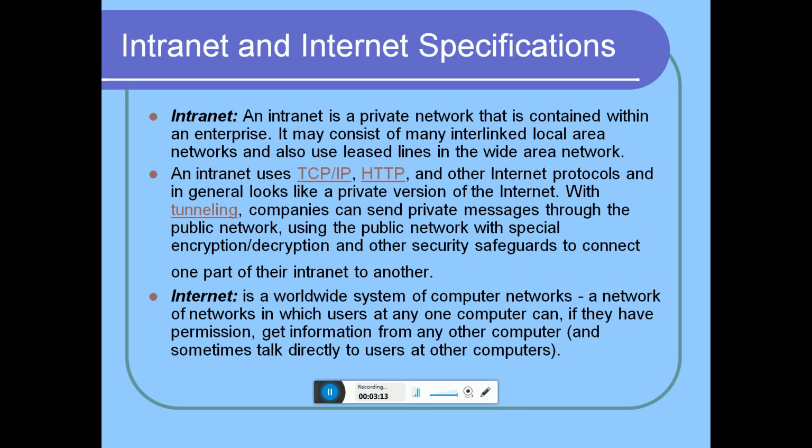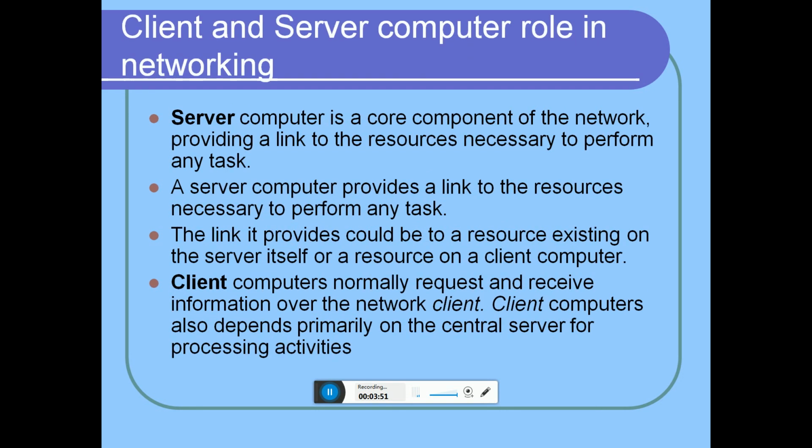The internet and intranet specification. What is an intranet? An intranet is a private network connected within an enterprise or company. The intranet uses TCP/IP, HTTP, and internet protocols, and generally looks like a private version of the internet. The internet is a worldwide system of computer networks, a network in which any user, if they have permission, can get information from any other computer, and sometimes talk directly to users of other computers.